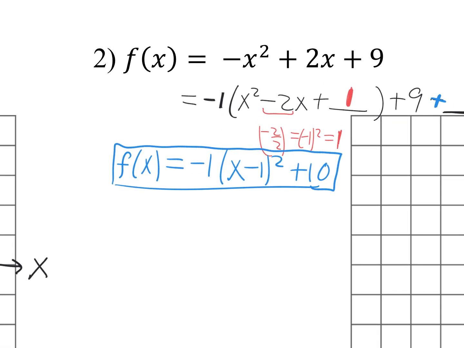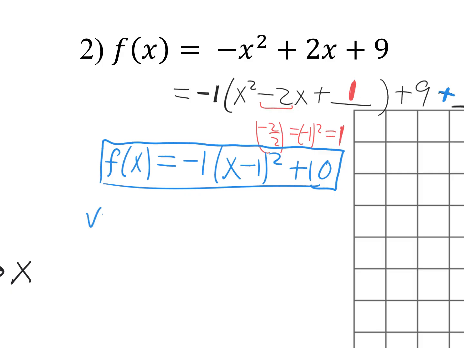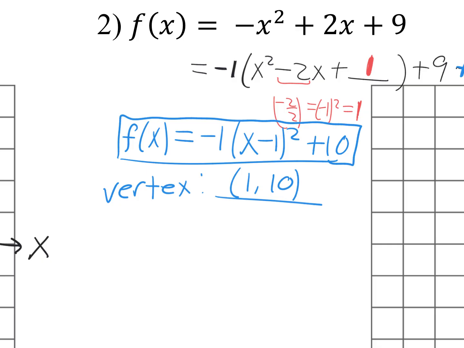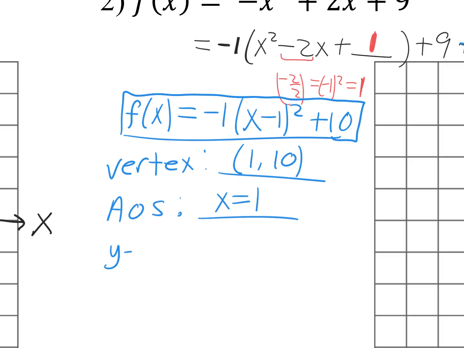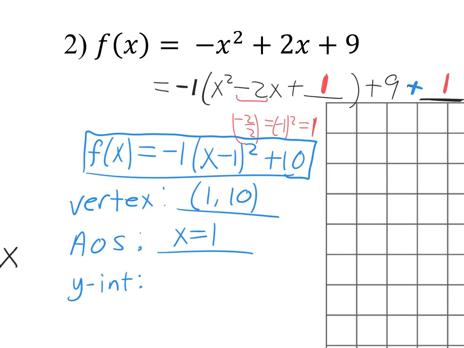All right, what information can I get from this? All right, what's our vertex? 1, 10. Right, it's always h, k, right? What else can I get? My axis? What's my axis of symmetry? X equals 1, good. We have an original one in standard form, or in general form, right? What's our y-intercept? 0, 9. Very good.